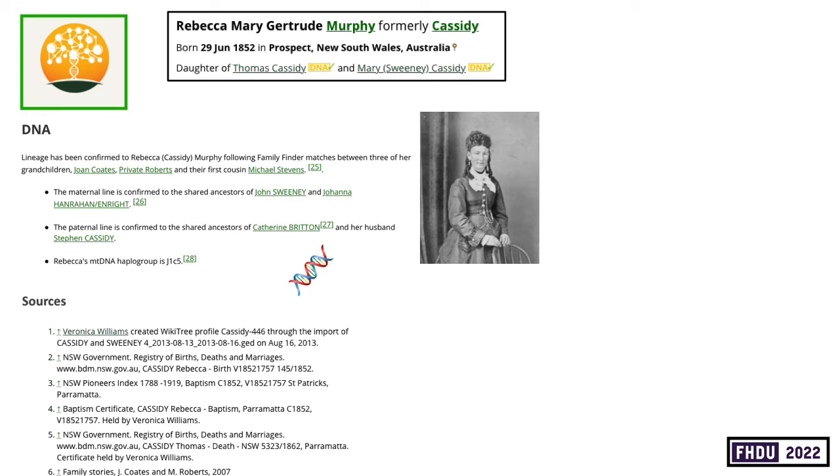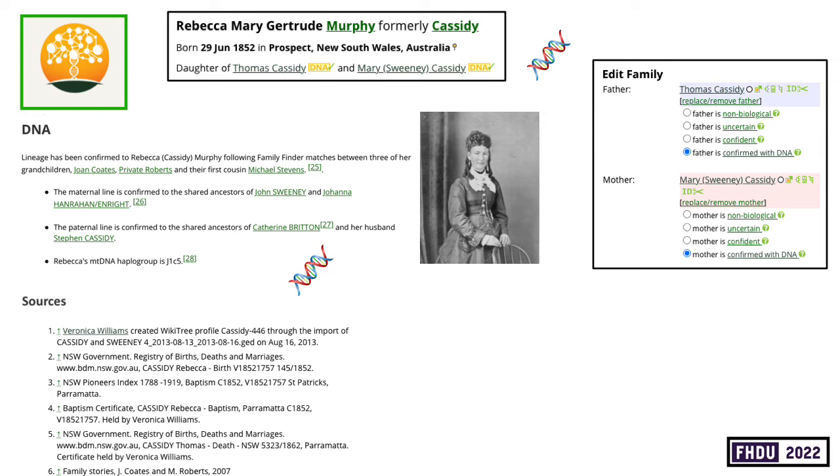You can also write information about DNA results on WikiTree, and at the top of the page there you'll see Thomas Cassidy and Mary Sweeney Cassidy, who are Rebecca's parents, with a little orange-yellow symbol with a green tick on it showing DNA confirmed. Now, we don't use these confirmations loosely in WikiTree, and we expect people to write a DNA confirmation note similar to the one that I've got there on the left-hand side when they are adding those DNA confirmation tags to their ancestors.